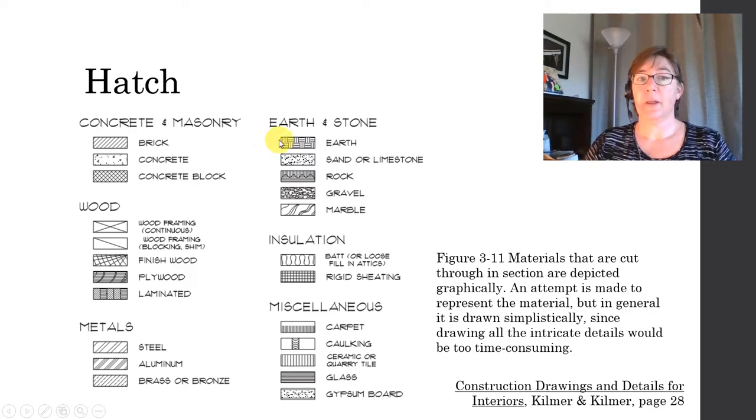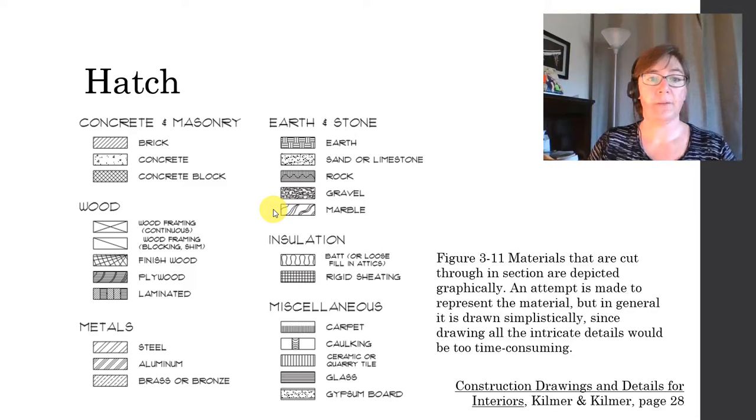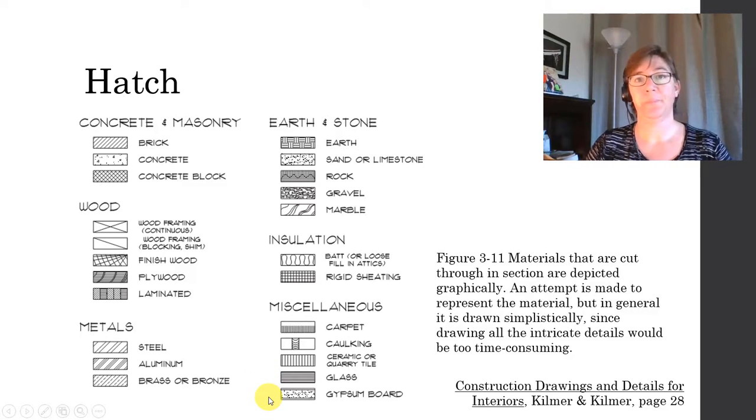Earth and stone. Here is the hatch pattern for earth. Sand, usually just a dot or a stipple pattern. Marble will have kind of an indication of those lines through it. Insulation, and a couple of other things such as glass or gypsum board or drywall.